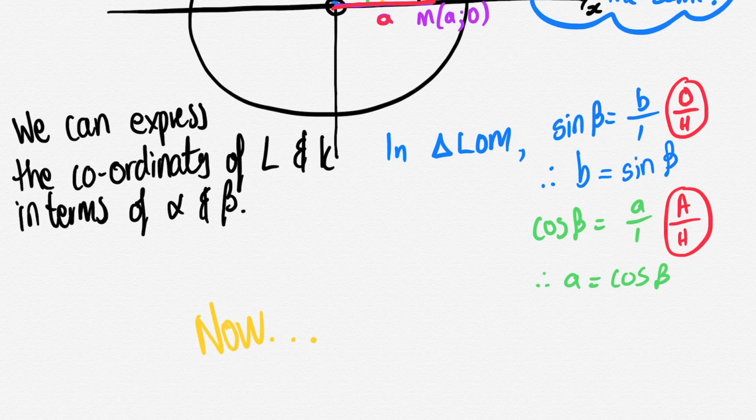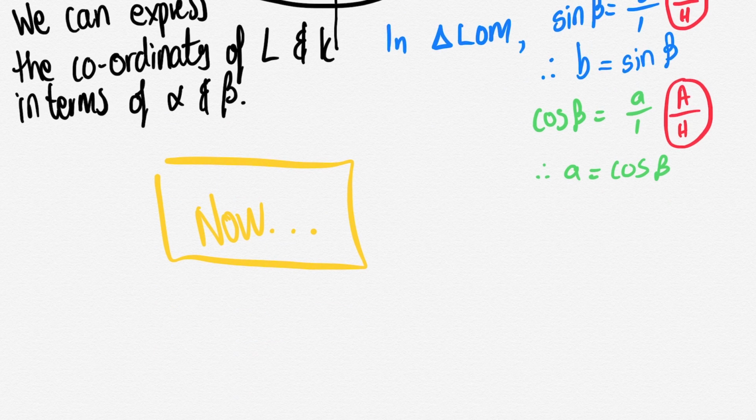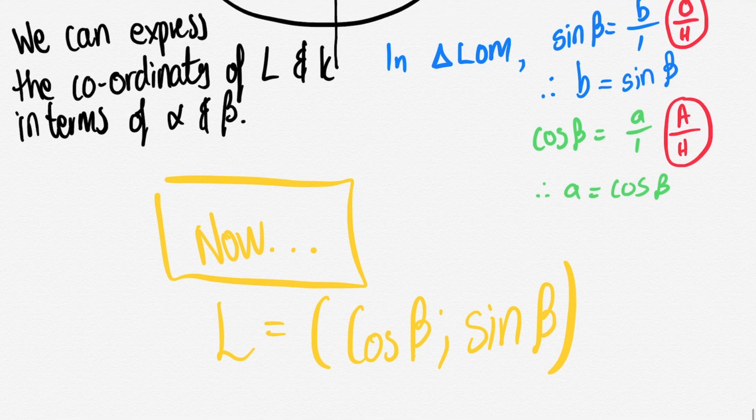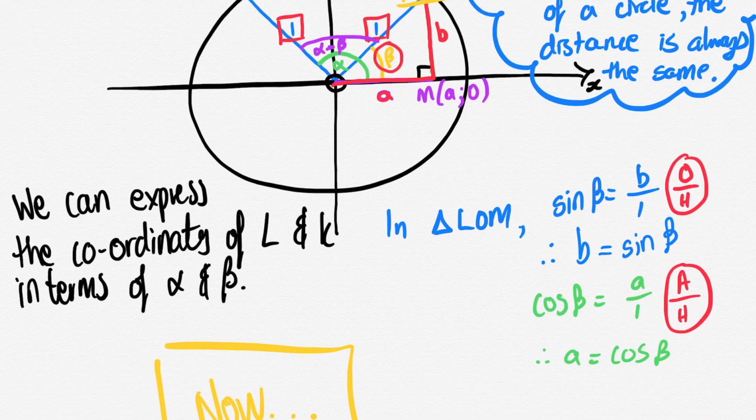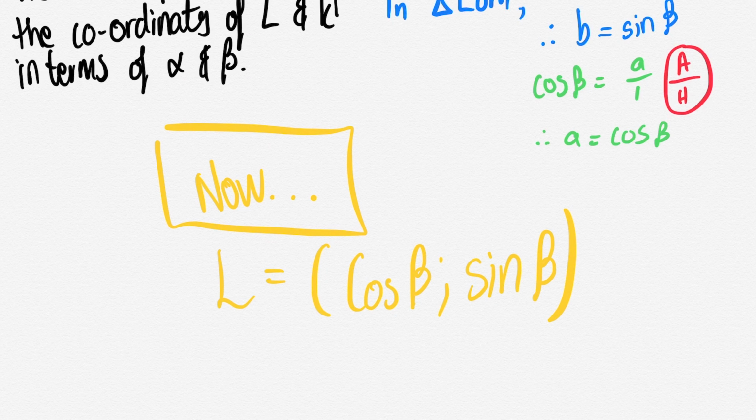Now, what are we going to do next? We say that L is equal to cos of beta, sine of beta, because we say that L is A, comma B, as you can see there at that point. You see where we're going now? We'll do the same for K, which is X and Y. So there we have it. We've got cos of beta for A, and we've got sine of beta for B.